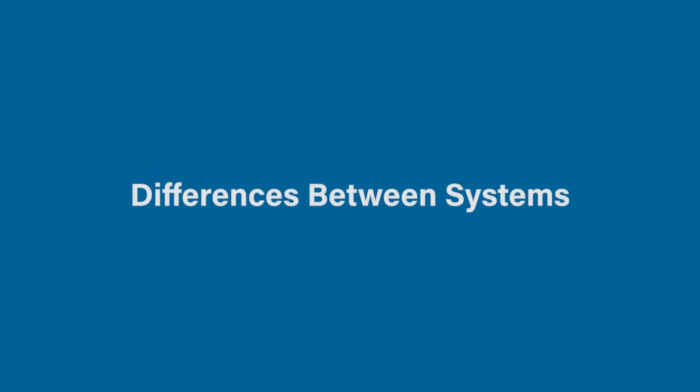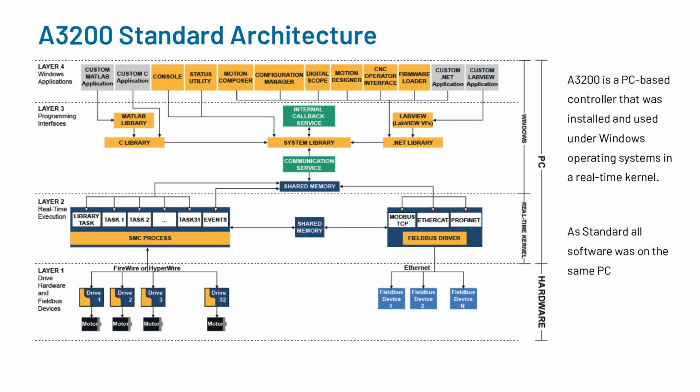Let's begin by taking a look at the platform architecture. Now, there are differences between A3200 and Automation1, but there are also many similarities. To begin with, let's take a look at the A3200 standard architecture. This has always been a purely PC-based platform, and the A3200 was always based on a control PC that ran under a Windows operating system on a real-time kernel called InTime.